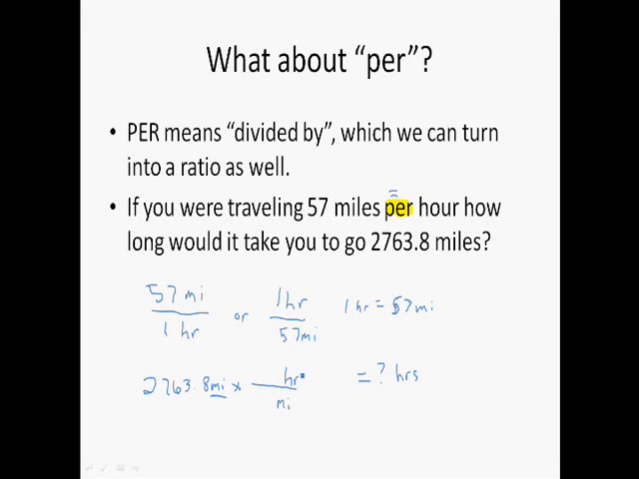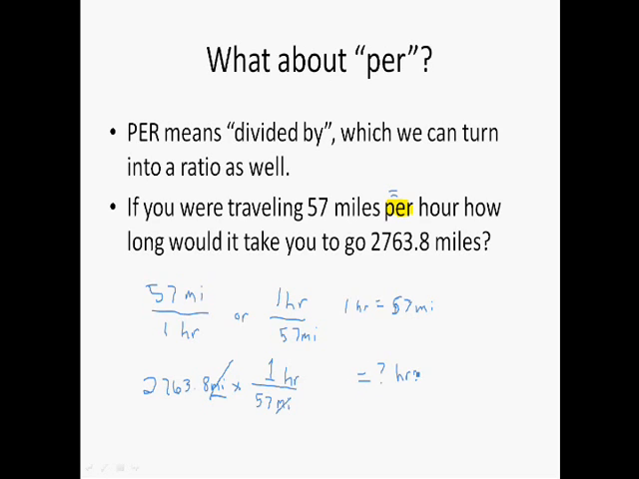1 goes with hour, 57 goes with mile. So 1 hour, 57. Multiply across the top, so it's going to be 2,763.8 times 1 over 57. Miles cancels out. And the answer comes out to 48.